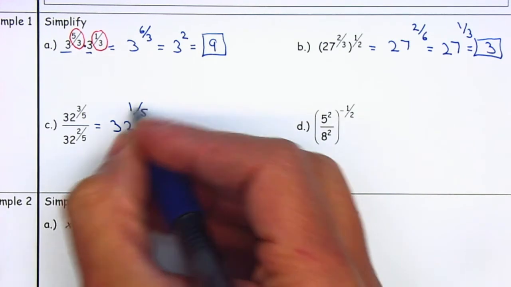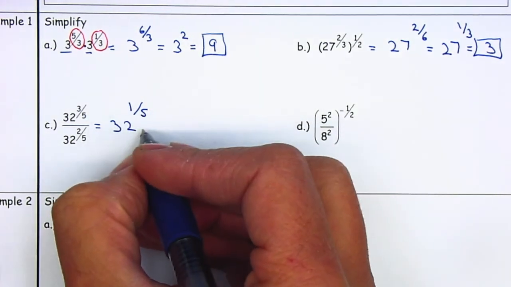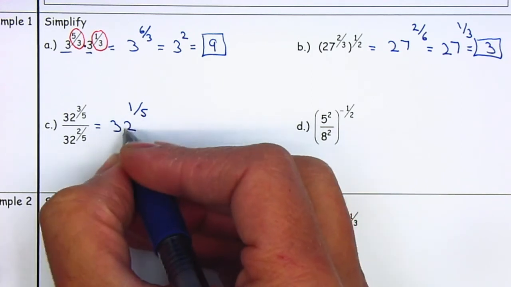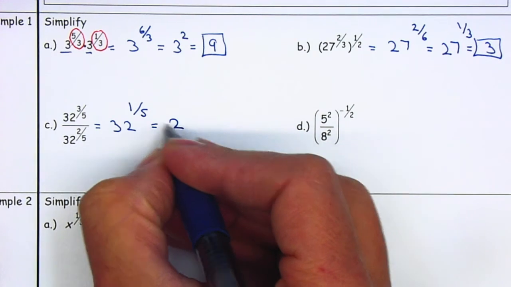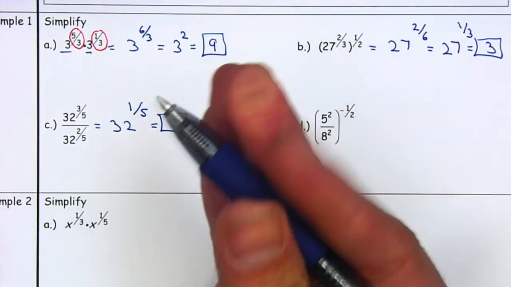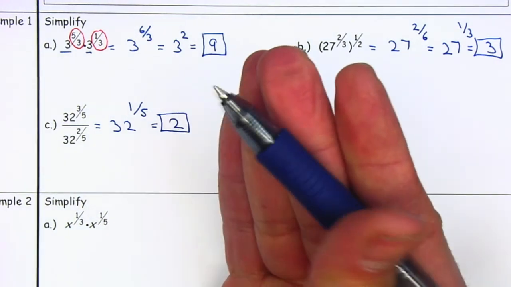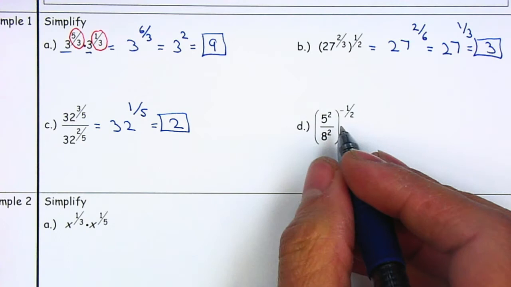I want you guys to think of 32 to the 1/5 as the fifth root of 32. So I'm looking for a number that multiplies by itself 5 times and gives me 32, which is 2. 2 times 2 is 4, times 2 is 8, times 2 is 16, times 2 is 32. Now letter D is a little more complex.